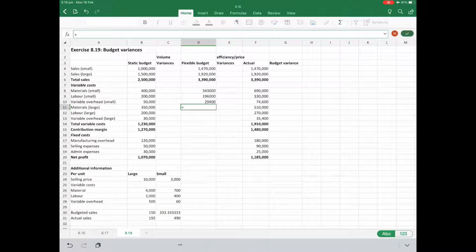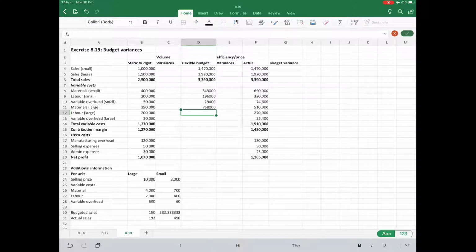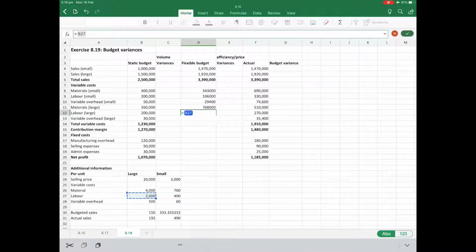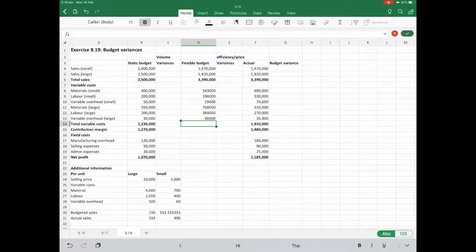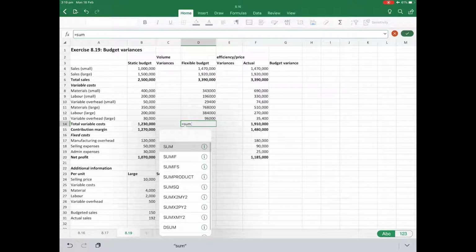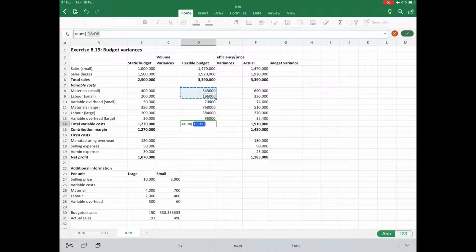Similarly, we do the same thing for large. We take the materials and we times the sales volume. Be careful not to take the wrong cell, okay? Again, the labor and times the sales volume, and the variable overhead. Now we can sum up to get the total variable cost.